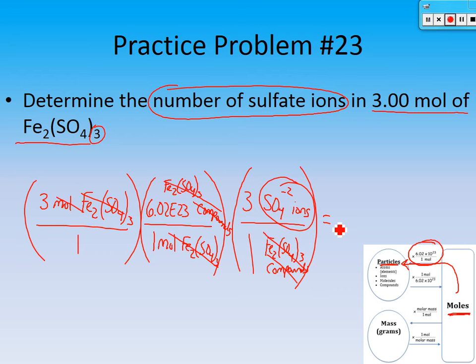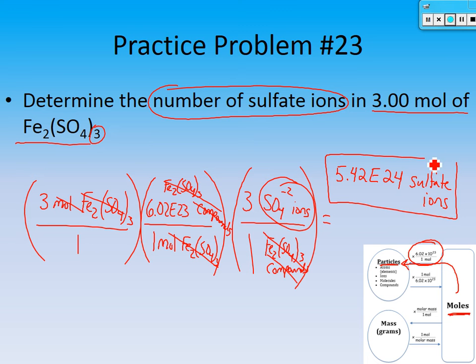So let's times across the top: 3 times Avogadro's number times 3. And then there's just 1 on the bottom, so this is my answer. Did you guys get this? 5.42 times 10 to the 24th sulfate ions. Okay. Very good.